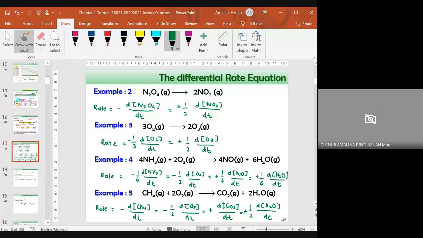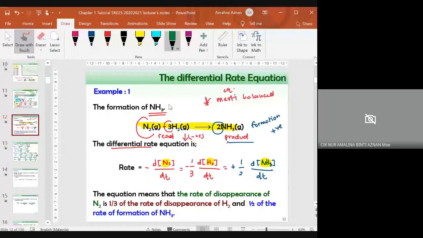Okay, dapat. Yang penting kamu tulis rate is equals to apa? Kalau negative means untuk reactant, ingat negative untuk reactant. Reactant semakin berkurang as time increase. Okay, formation of your product. So, product semakin bertambah. Okay, so macam mana kita nak baca this differential rate equation? So, contoh yang example one tadi.